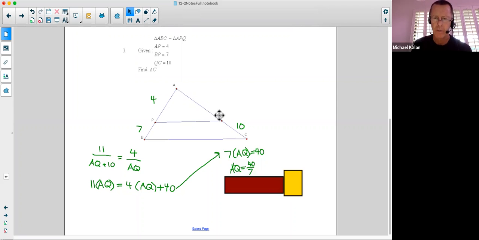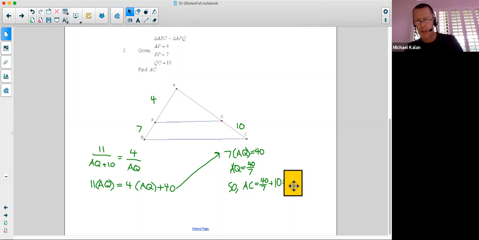So if AQ is 40 over 7, notice we have to solve for AC, right? So that would be 40 over 7 plus 10, which is the same as 70 over 7. So you get 110 over 7.